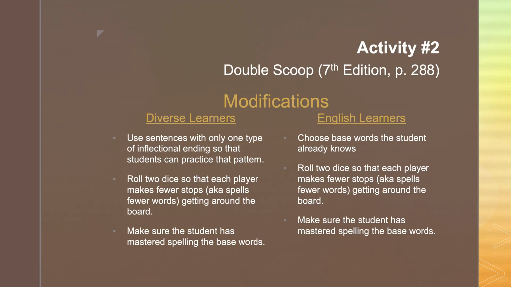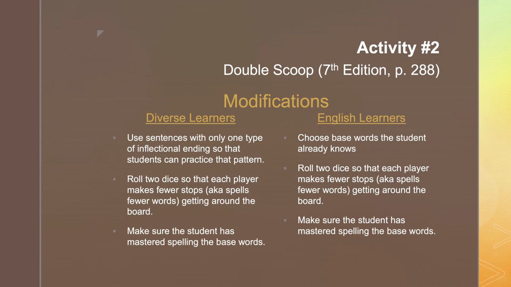All right, so modifications that could be made to double scoop for diverse learners would include, you could use sentences with only one type of inflectional ending so that the students can really practice that one pattern. So you might just pick double consonants with ED and ING, or just double consonants with ED, and then you could scaffold up from there. So that's going to be something great for diverse learners.